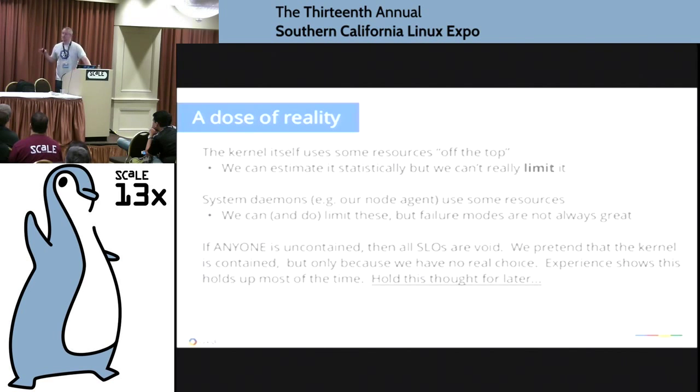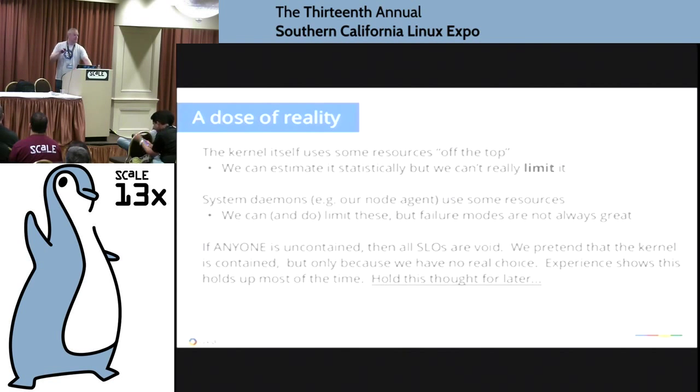But the reality is, if anybody in your system is not limited, if they're not constrained, then all of your SLOs are void, right? As soon as there's one guy on the machine who can leak memory and consume everything, everything else that you've tried to guarantee to people is completely gone.